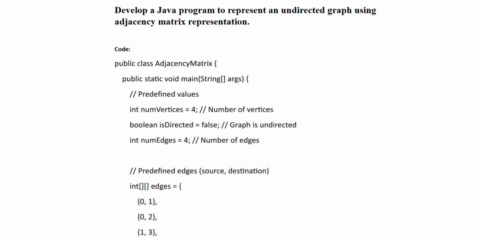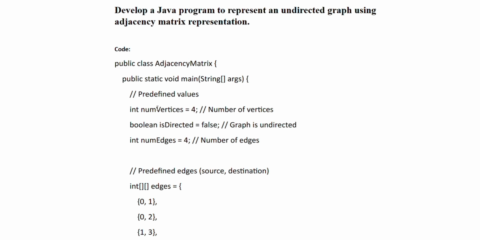The implementation of an adjacency matrix in an undirected graph. First, we have to create a 2D matrix and use it to represent a graph. Each cell in the matrix indicates the presence or absence of an edge between two vertices. The main logic is, if there is an edge between two vertices, we mark the cell as 1. If there is no edge between two vertices, we mark the cell as 0.